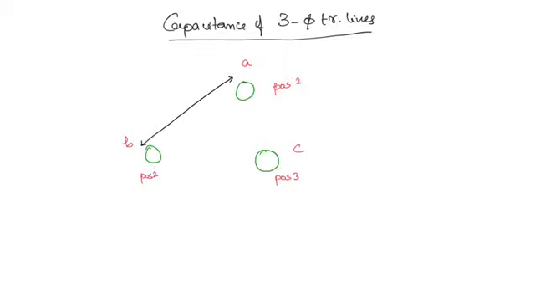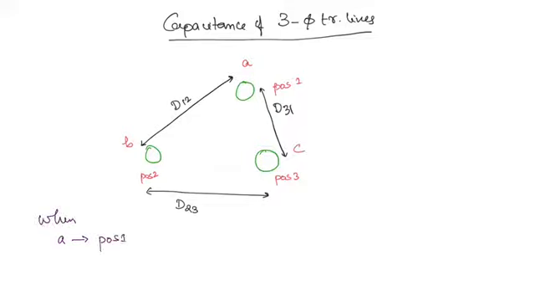So this is between position 1 and position 2. So we will take this as D12, rather than DAB, we will take as D12. Similarly, this distance we will take as D23 and this distance is going to be D31. So when A is in position 1, this is the first section of the transposition cycle, B will be in position 2 and C will be in position 3.